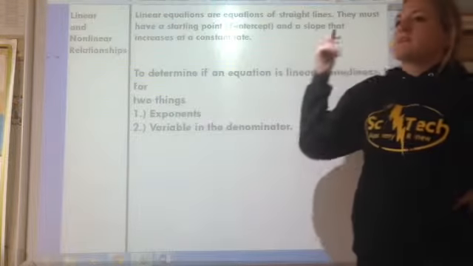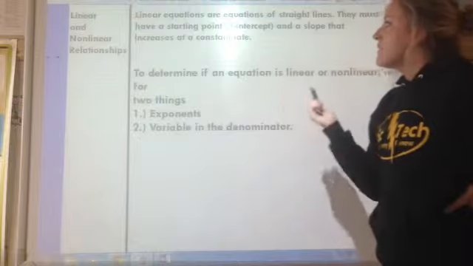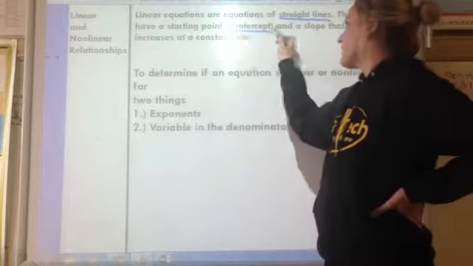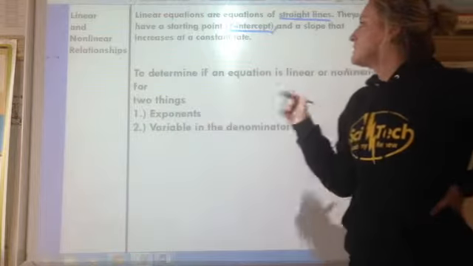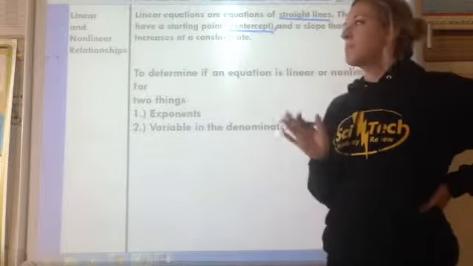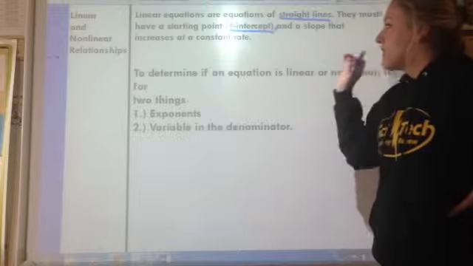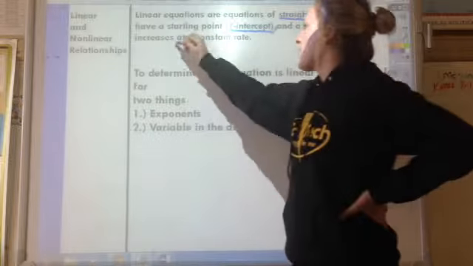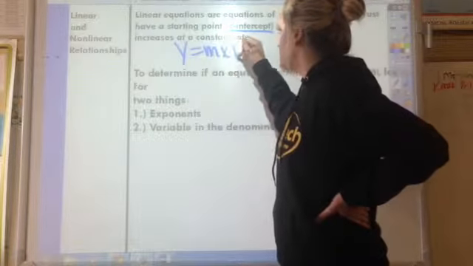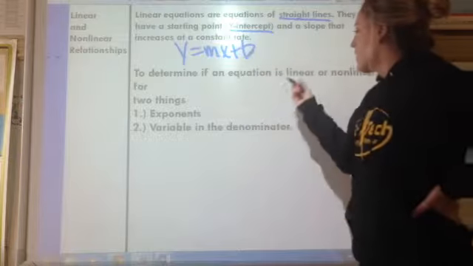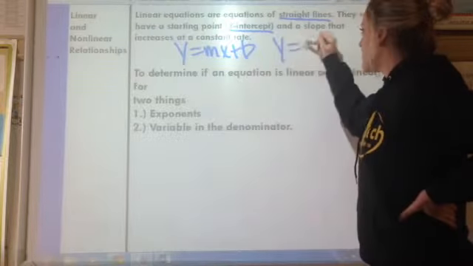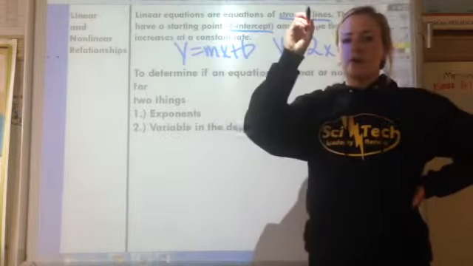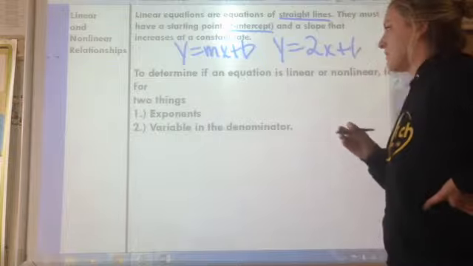All right, so let's remind ourselves what a linear equation is. Linear equations are equations of straight lines. They must have a starting point, which is our y-intercept, and a slope that increases at a constant rate, continues to go up or down. A normal linear equation is in the form y equals mx plus b. For example, y equals 2x plus 1 clearly has a starting point, has a slope of 2, and will go up 2 and right 1 every single time.